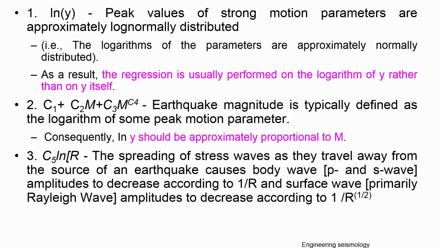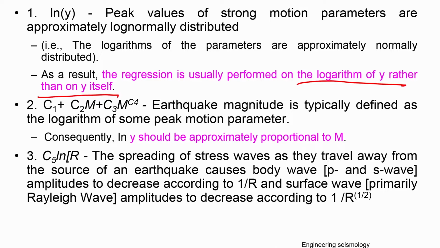So, the term 1 is ln y. Basically here, the peak values of strong motion parameters are approximately logarithmically distributed. As we have seen, the magnitude from one scale to another is basically log base 10. Okay. The same way, the predictive equation should also have a logarithmic distribution function. That is why ln is used. The logarithms of parameters are approximately normally distributed. As a result, the regression is usually performed on the logarithm of y rather than y itself. Okay. That is why you use ln y.